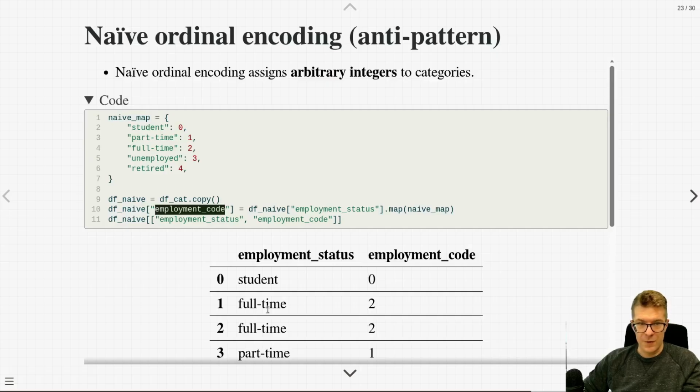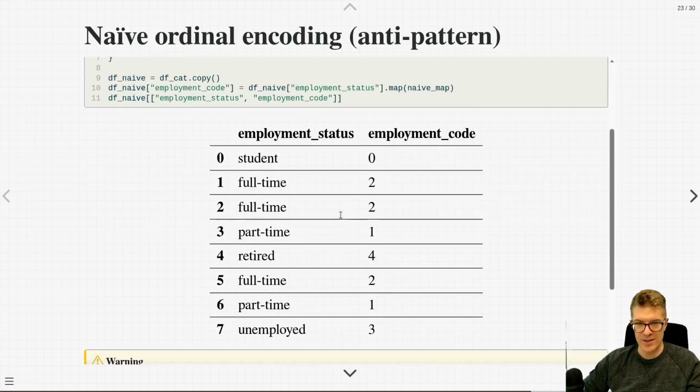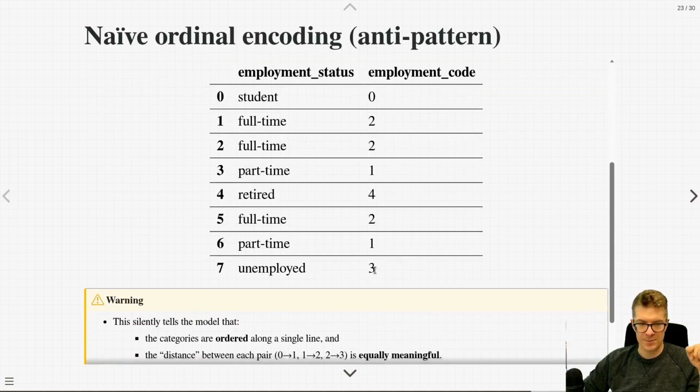Okay. Full-time is the next element. Map that label according to naive map. Well, full-time is down here. That should be a 2, so write a 2 to the employment code, and that's what line 10 is doing. And then on line 11, I'm just basically printing this out so I can see it, to see everything makes sense. And yeah, according to our naive mapping, everything makes sense.